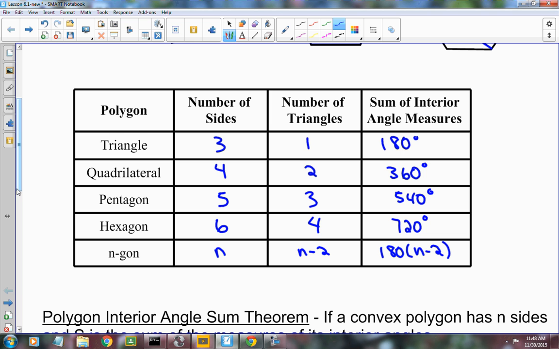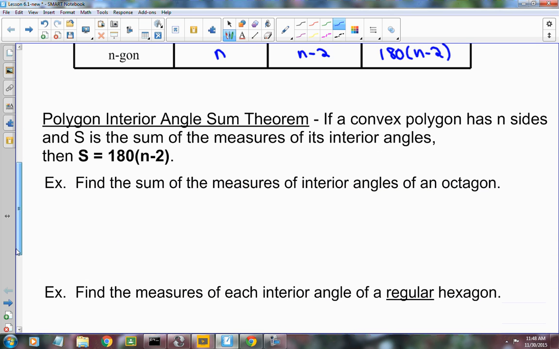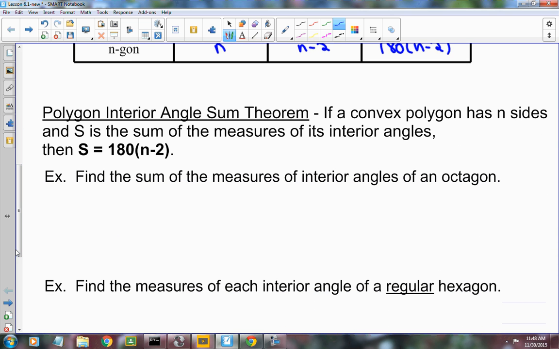That is the formula that we use to find the sum of the interior angles of an n-sided polygon. And this leads us to our theorem called the polygon interior angle sum theorem. It says if a convex polygon has n sides and S is the sum of the measures of its interior angles, then S equals 180 times n minus 2. So S is the sum of the interior angles, n is the number of sides. And so we can follow this formula.